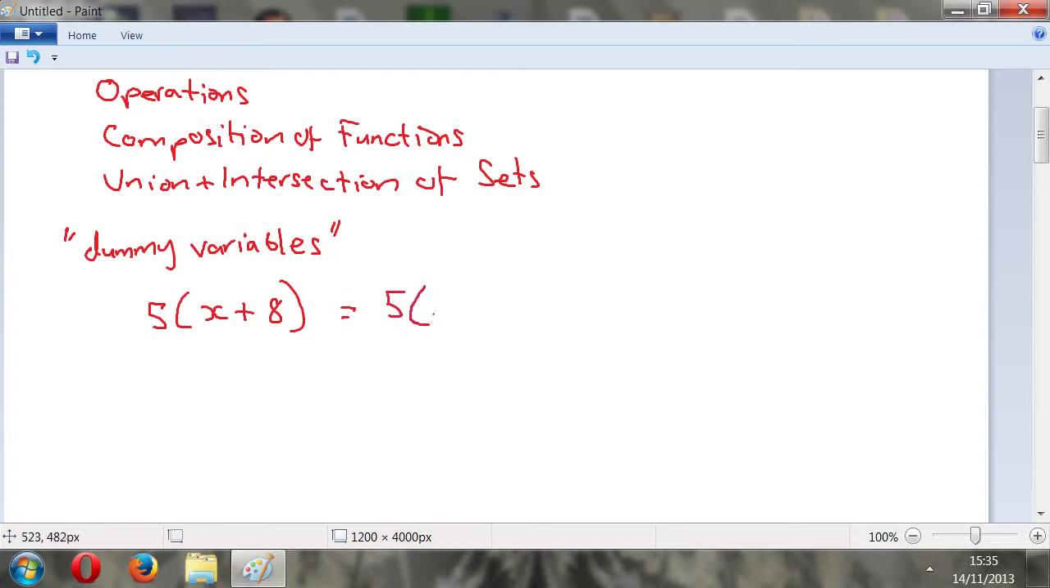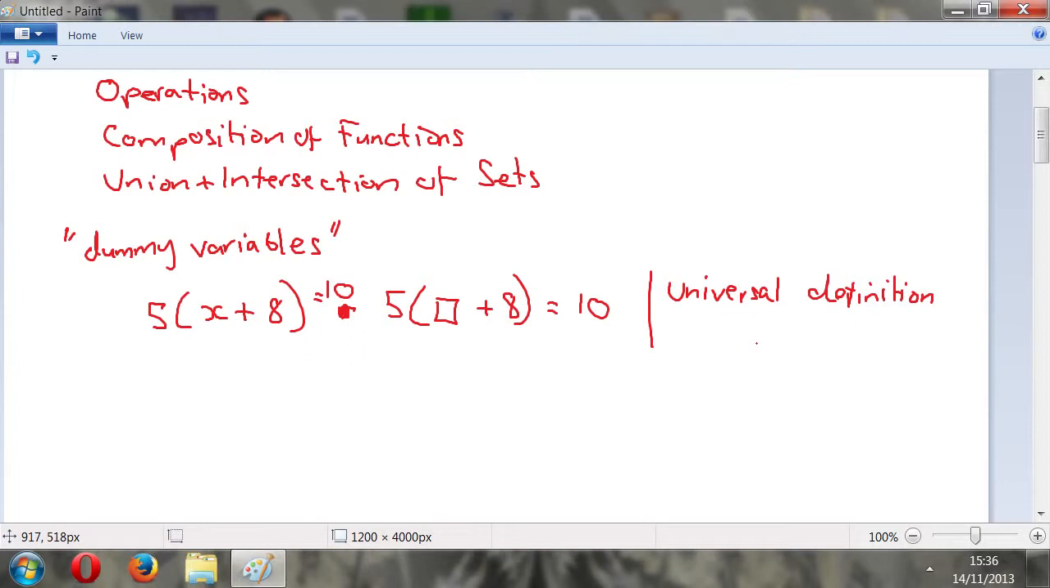So if we had 5, then a box, plus 8, and we set this to be equal to 10, and we set this to be equal to 10, it's not going to make any difference what the name of the variable is. It's always going to be the same answer. So there's a universal definition, and that's because of the dummy variables.